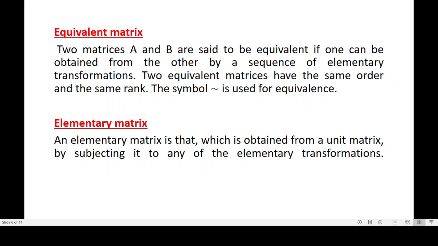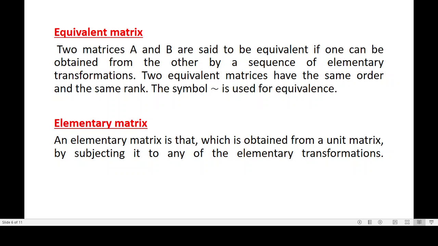Now these elementary transformations do not change the order or rank of a matrix, while the value of the minors may get changed by the above transformations 1 and 2.